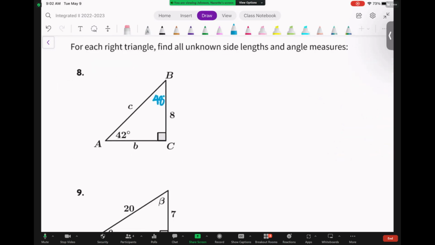And because sine is my favorite and they gave me 42, I'm going to start with the sine of 42 degrees is opposite over hypotenuse. Remember, we're going with SOH, right? And then back over here, this is my opposite side. So I'm going to go with 8 over c. And we've solved enough of these that you guys know how to do this. So I'm going to multiply by c as well as divide by sine of 42 degrees.